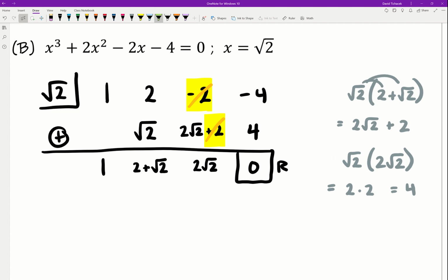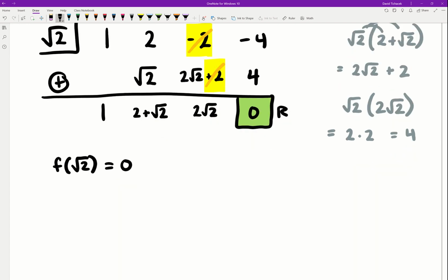Well, we can now see that we ended up here with a remainder of 0, and what that is going to mean is that, of course, if I were to plug in this square root of 2 into my function, I would be getting 0 out. That's what we just showed by the remainder theorem, okay? And so what that's going to mean is that square root of 2 is a 0.